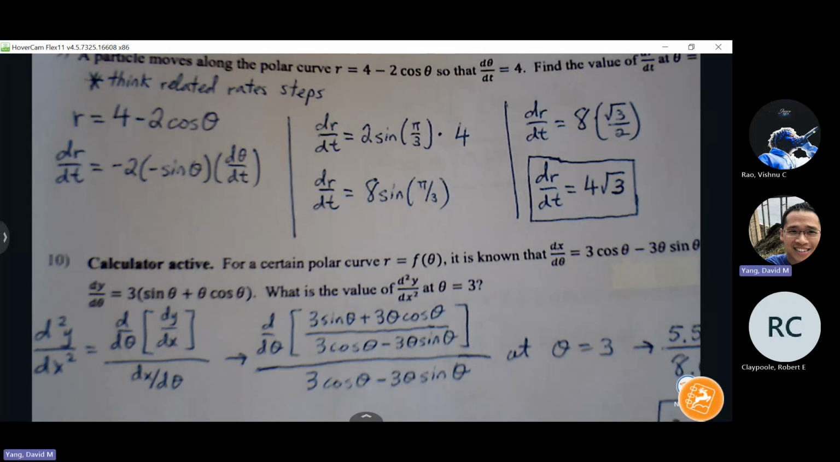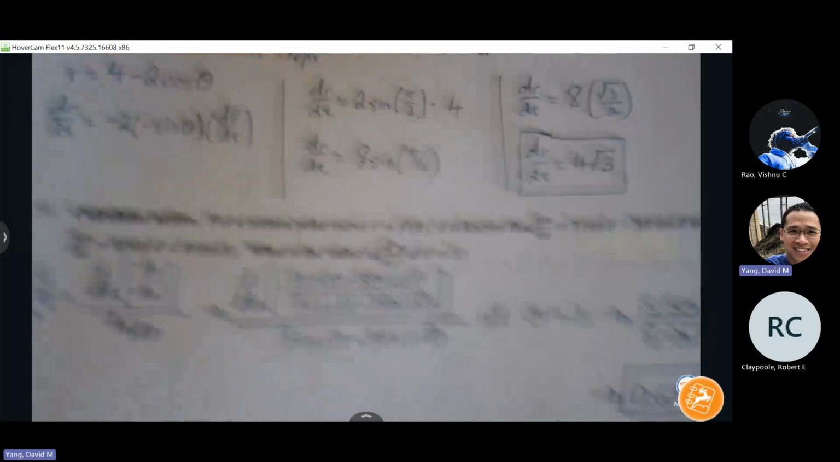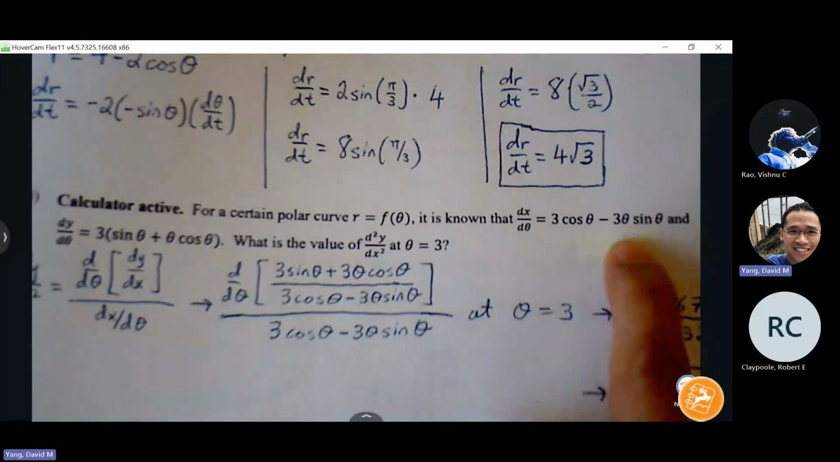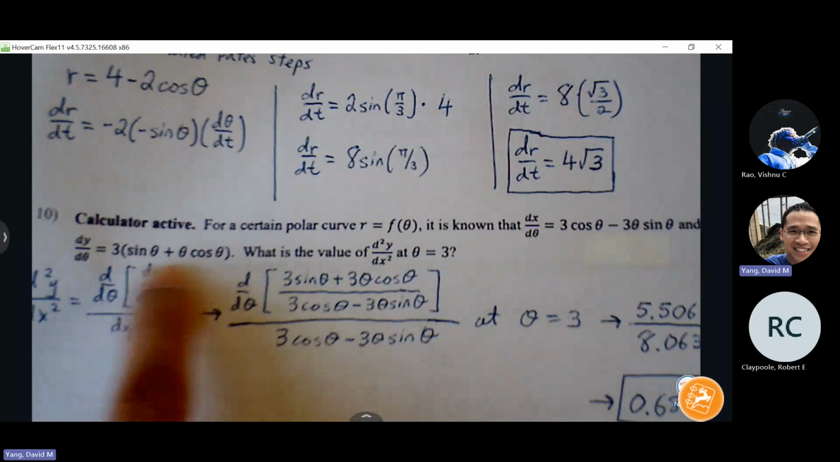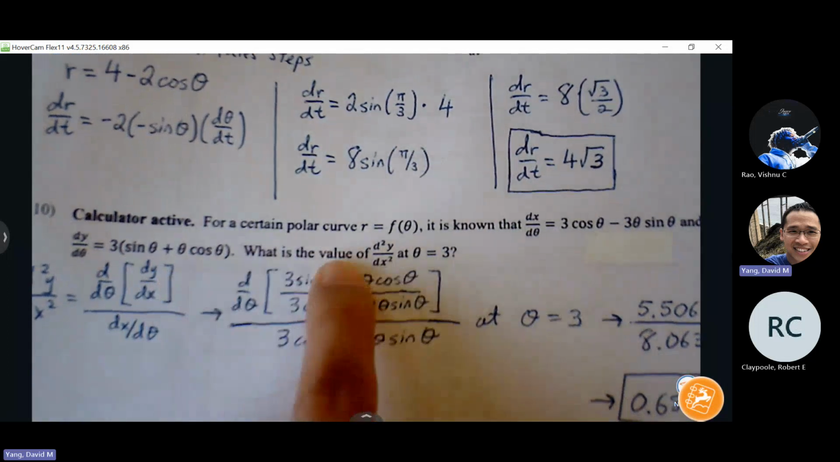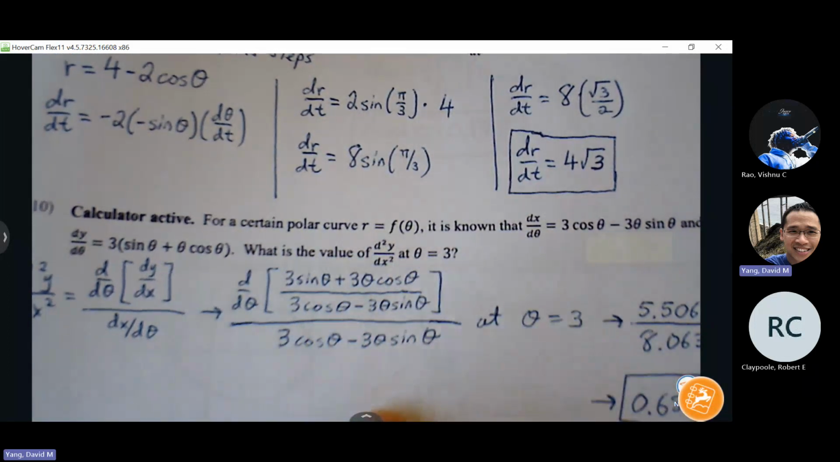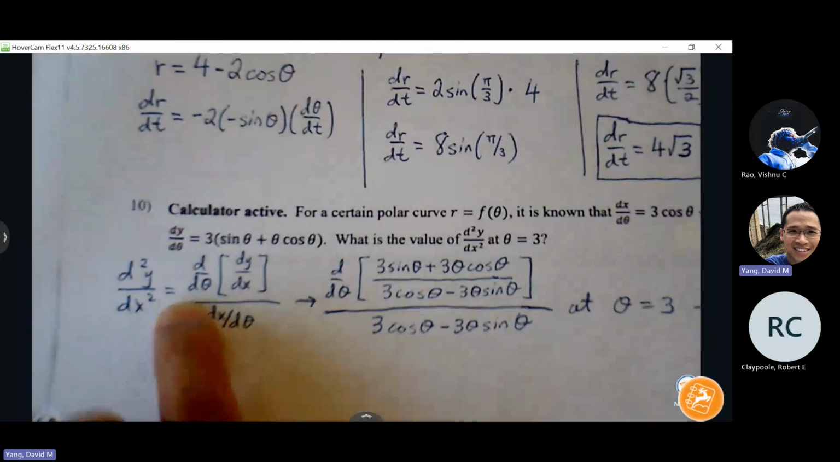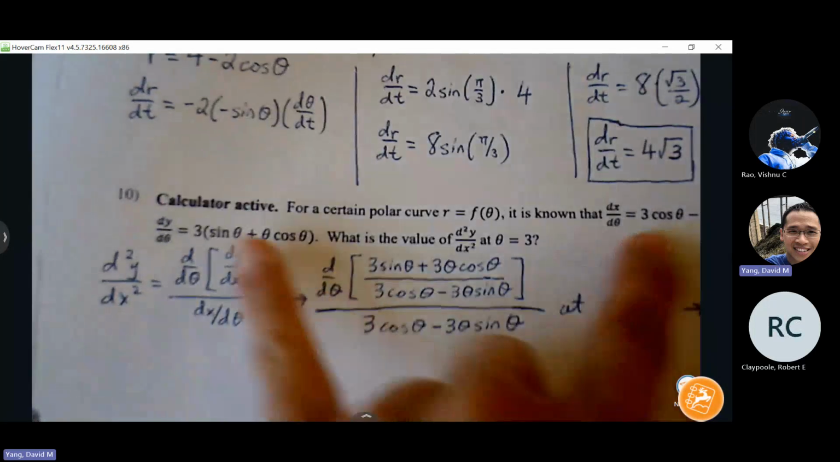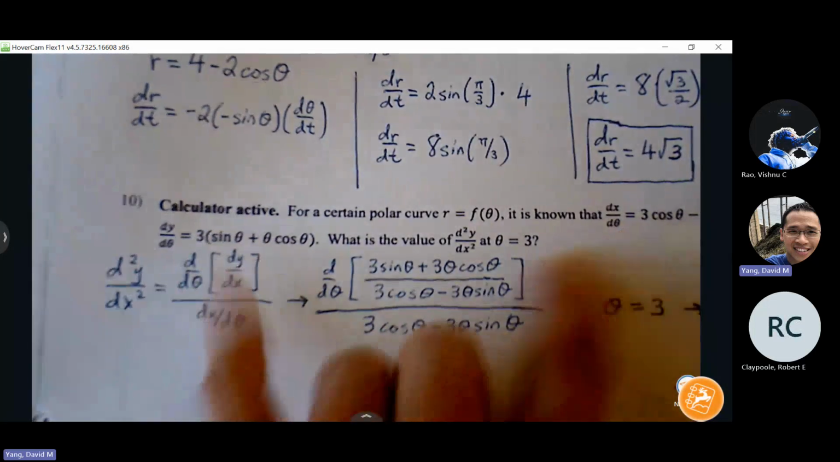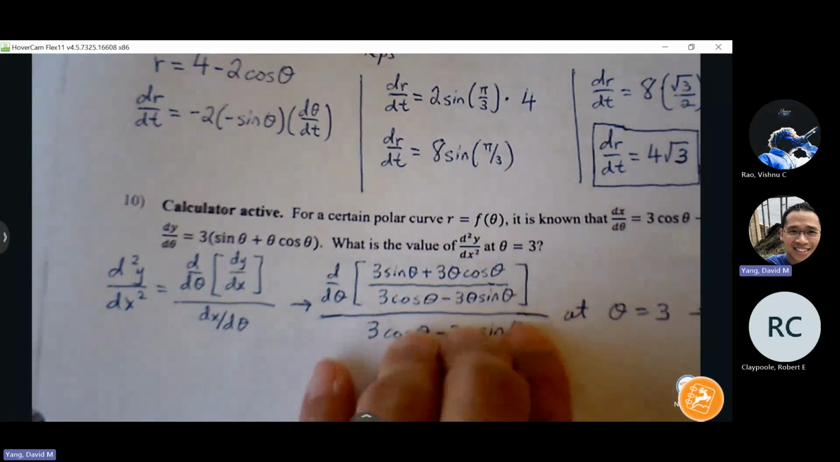Okay, number 10, for a certain polar curve r is equal to f of theta, it is known that dx d theta equals 3 cosine theta minus 3 theta sine theta, and dy over d theta is equal to this. What is the value of the second derivative at theta equals 3? So here's our formula for second derivative. It's the derivative of my dy dx all over dx d theta. So we have dy d theta, we have dx d theta, it's a mess. We can just make it a two-step process here.